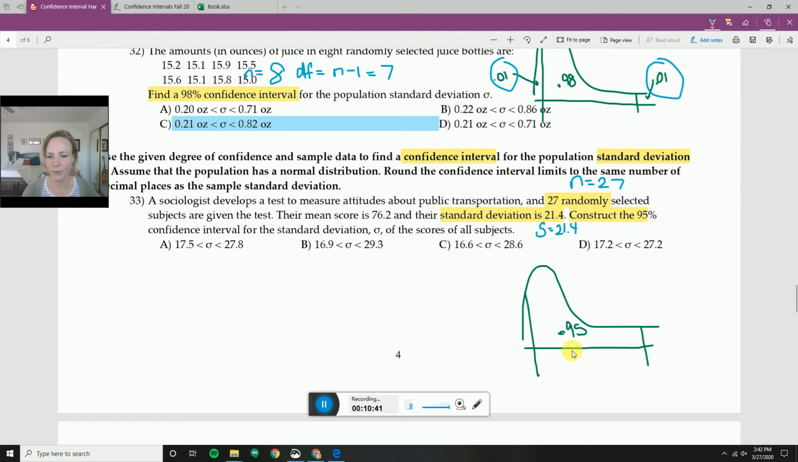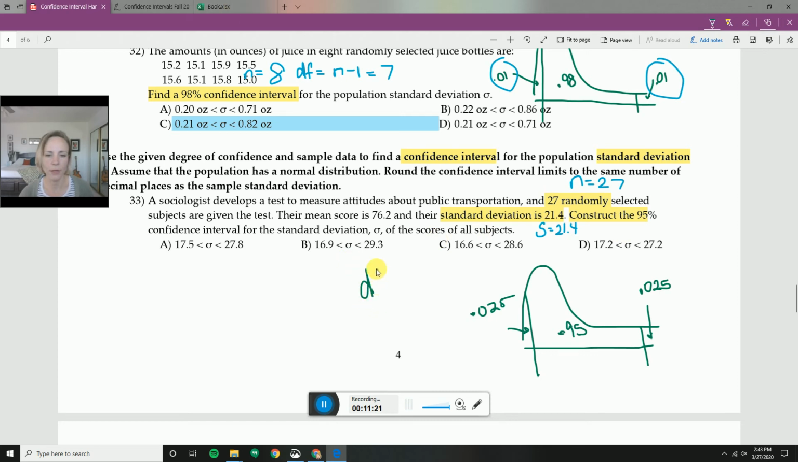So we have 95% in the middle, which means 5% is left over for either side. And that means 2.5% belongs over here. Just like that. And then another 2.5% over here. That says 25%. Let's fix that. 2.5% has a 0 there. Okay, and then 2.5% over here as well. Okay, so I have everything I need to be able to calculate the chi-squared on the left and chi-squared on the right using my Excel.